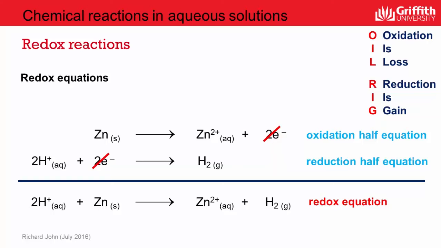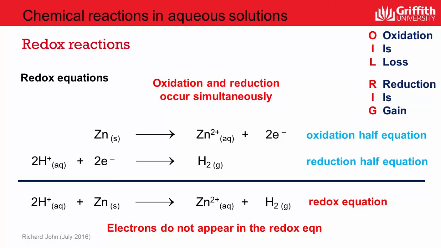So redox equations are just an arithmetic sum of the respective oxidation and reduction half equations. And you'll notice there that the electrons cancel out and we never have electrons appearing in the redox equation.